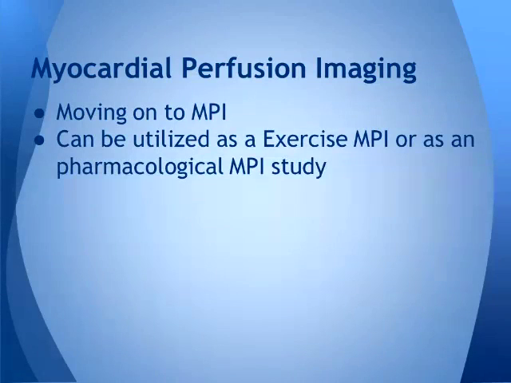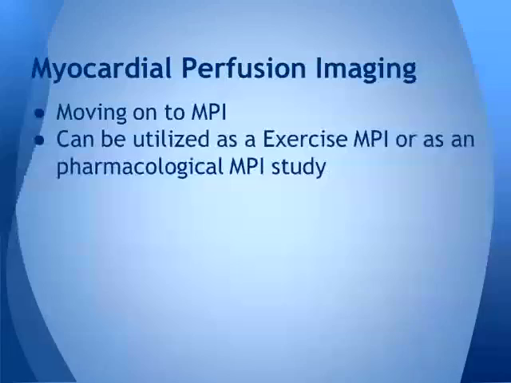So myocardial perfusion imaging, we'll move on to the next set. There's lots of different ways to do imaging studies that utilize nuclear isotopes. Here we do what's called an MPI. We don't do MUGA scanning. We don't do PET scanning. We do myocardial perfusion imaging, or SPECT scanning is what it's called. So this can be utilized as an exercise MPI or as a pharmacological MPI study.